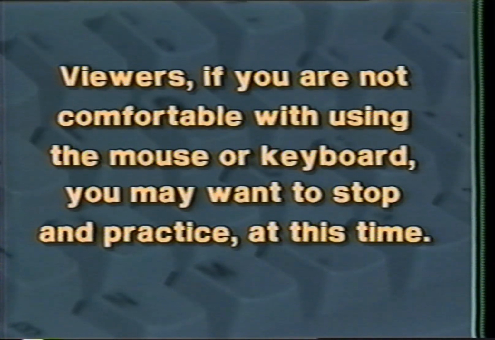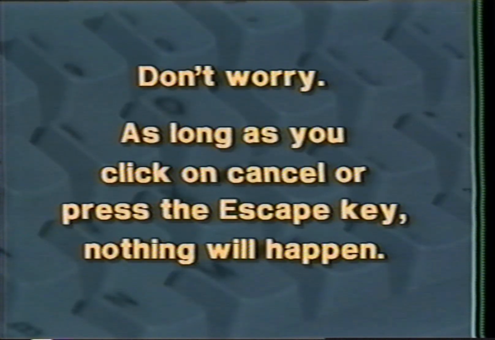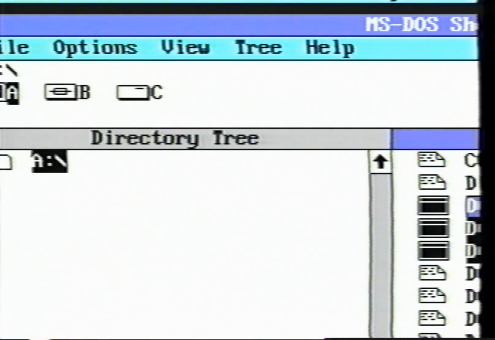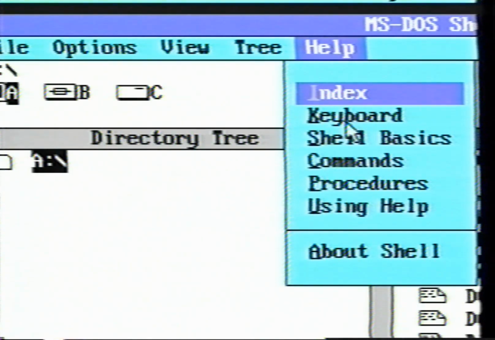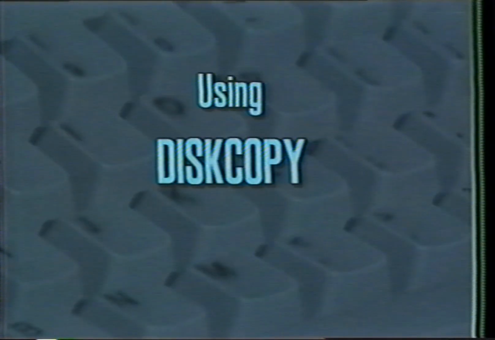Viewers, there are a number of ways of doing things in the DOS shell. If you are not comfortable with using the mouse and keyboard yet, you may want to stop the tape at this time and practice the various ways of moving and selecting items. You needn't worry about doing anything wrong while exploring the menu bar and its dialog boxes. As long as you click the Cancel button or press Escape, nothing will happen and you can continue looking around. If you have any questions about any section of the DOS shell, opening the Help menu can help you find answers to your questions.